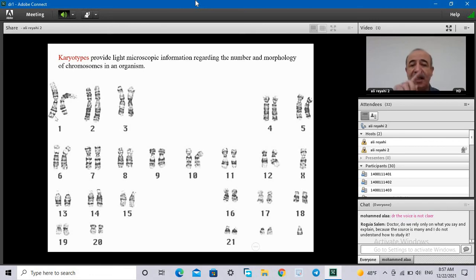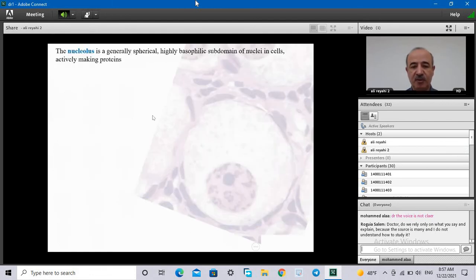And the 22 pairs of chromosomes are homologous chromosomes, okay. You can see these chromosomes are homologous, similar, okay. Each two chromosomes are similar and called homologous chromosomes.